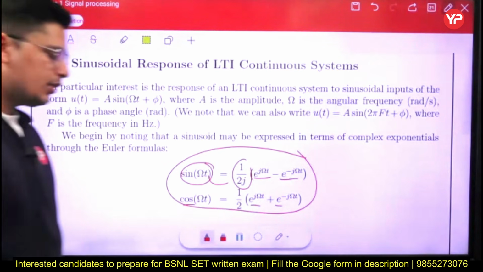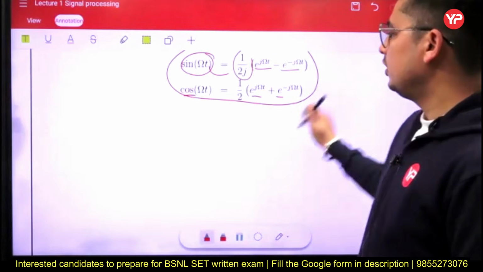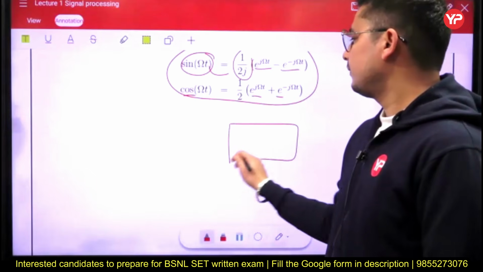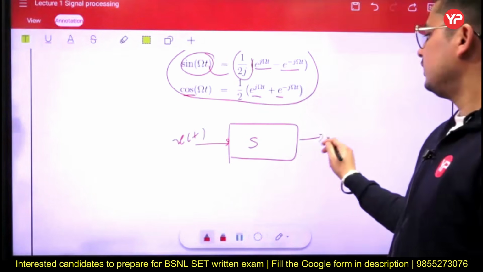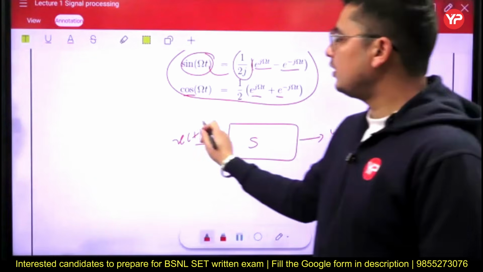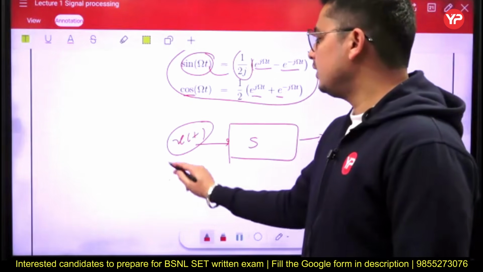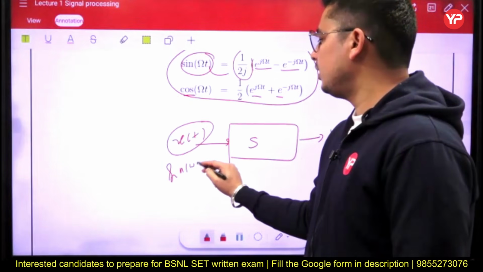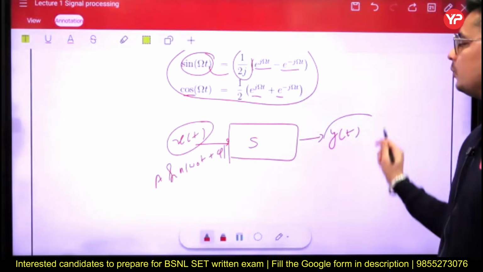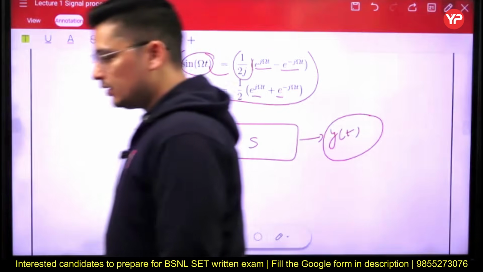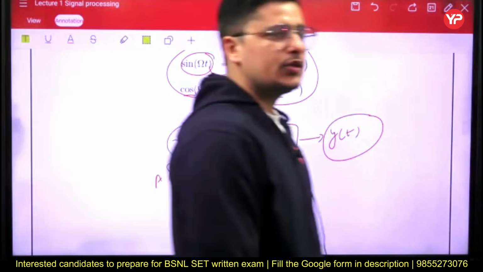Basically, whenever we are talking about sinusoidal response of any system, what does it mean? You have a system S, with an input x(t), and it produces the output y(t). But this time, if your input is sinusoidal in nature, let us take sine of omega naught t plus phi as the input to this system, then what will be the output of that system? That is generally known as the sinusoidal response of the system. Understood what the sinusoidal response is?